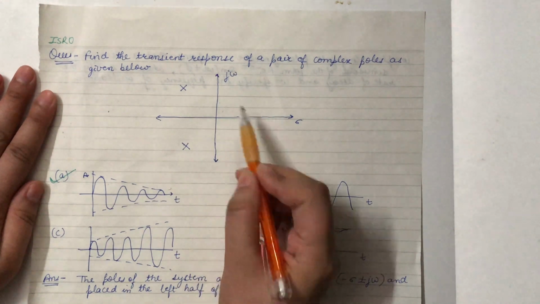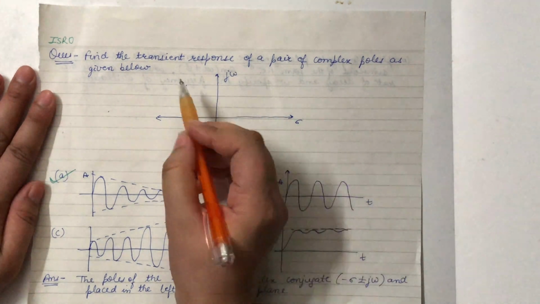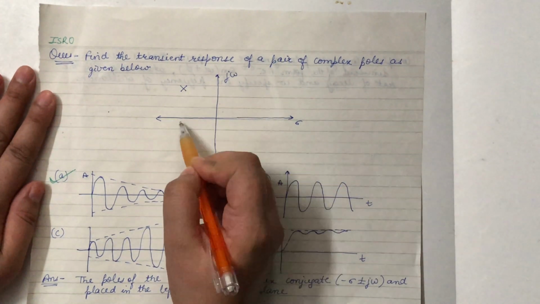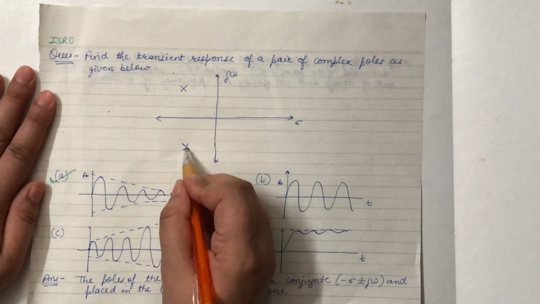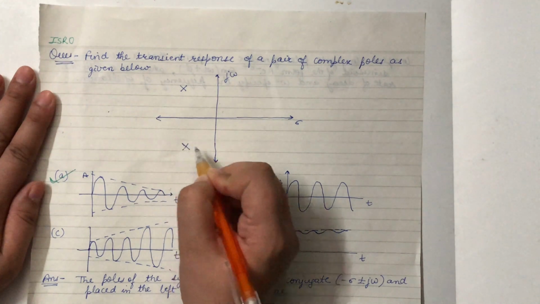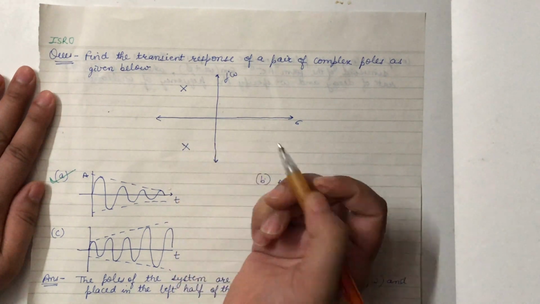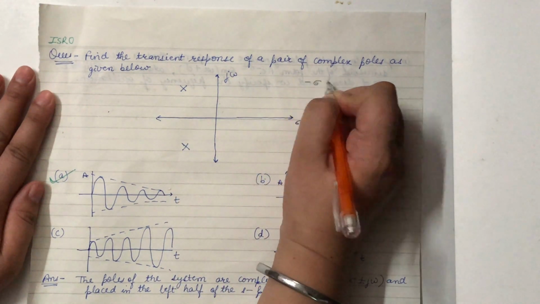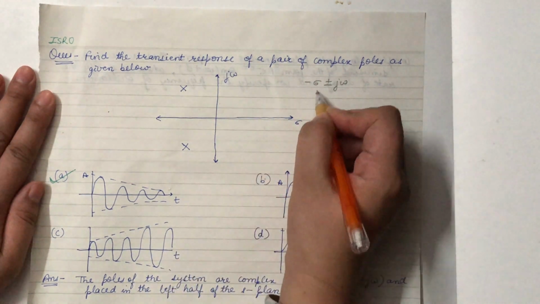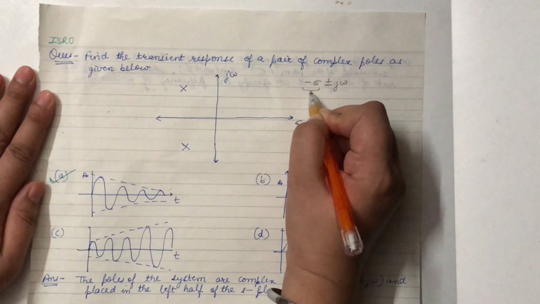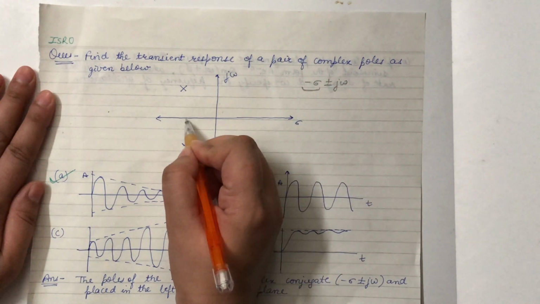This is the real axis and this is the imaginary axis. The location of this pole is minus sigma plus j omega. The location of this pole is minus sigma minus j omega. So the poles are minus sigma plus minus j omega.